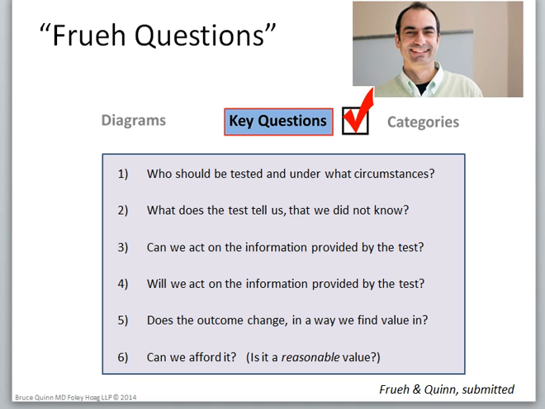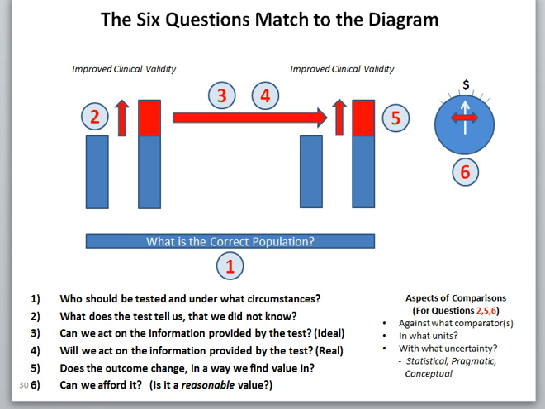So we still have some sense of whether something's a reasonable value. And it turns out the 6 questions will map perfectly onto the diagram we had before. The first question, what is the correct population? The second question, the improvement in clinical validity. The third and fourth questions, can we act on the information? Do we act on the information? And then finally, the outcome in clinical utility, question 5.